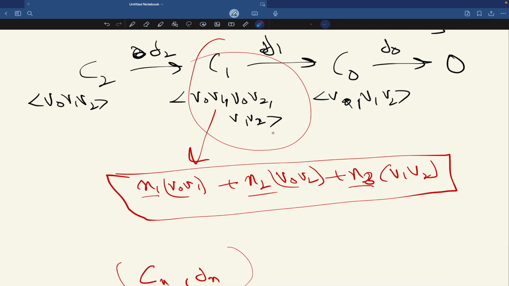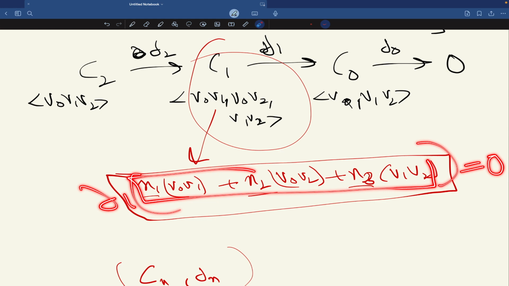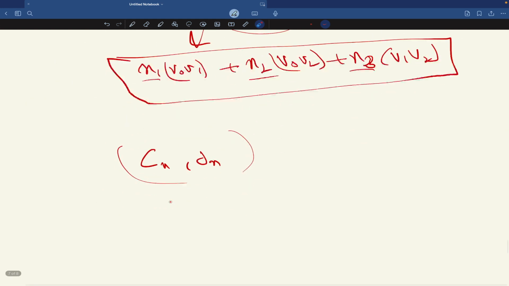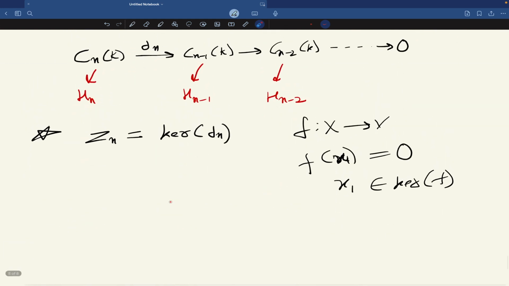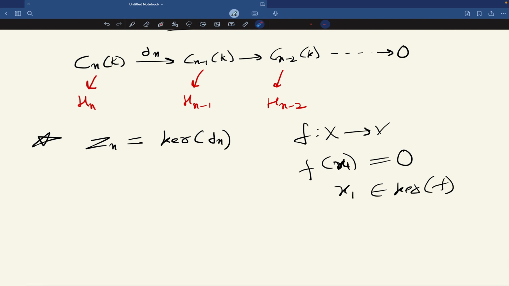If there is any general non-zero chain or vector which evaluates to 0, that is, a vector on which if I apply the boundary operator, say I choose some values of n1, n2 and n3 and apply the del 1 boundary operator, and that becomes 0, then that is a part of the kernel, right? And I hope the kernel is clear.